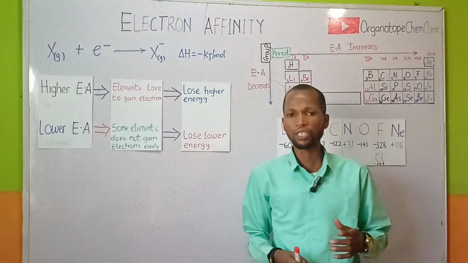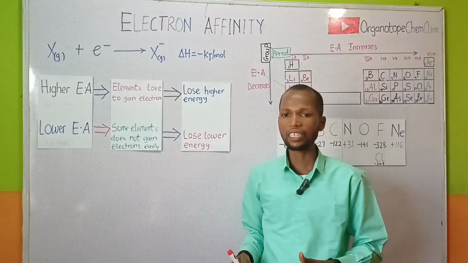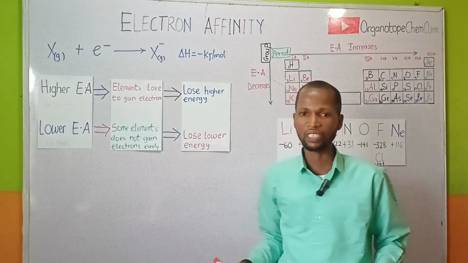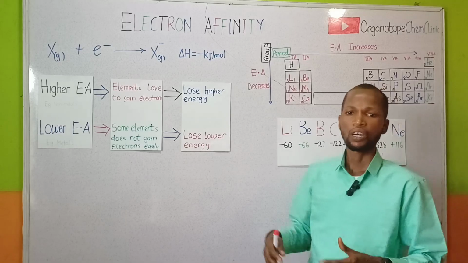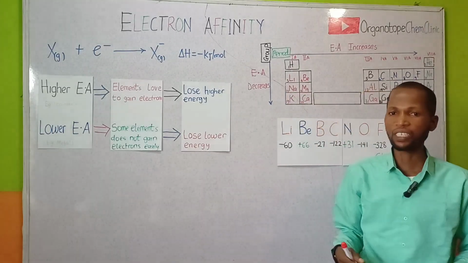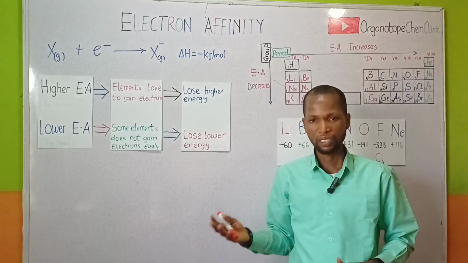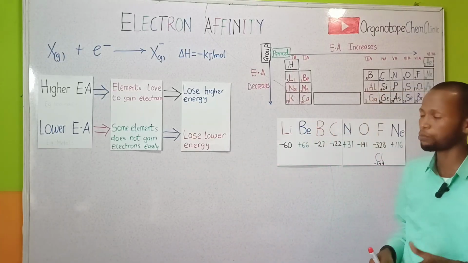When addition results into exothermic, electron affinity is said to what? Increase. But when the addition of electron results into absorption of energy, that is endothermic, electron affinity is said to what? Decrease. Now let's take this quick example to explain the exemption.